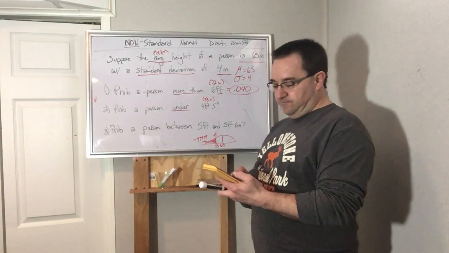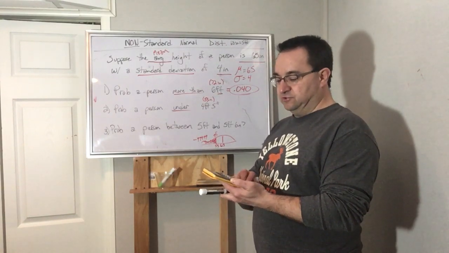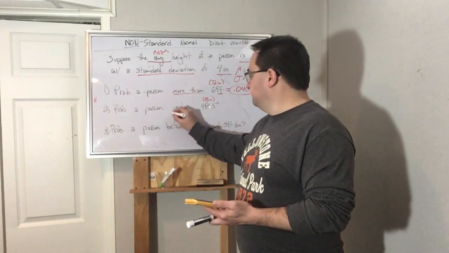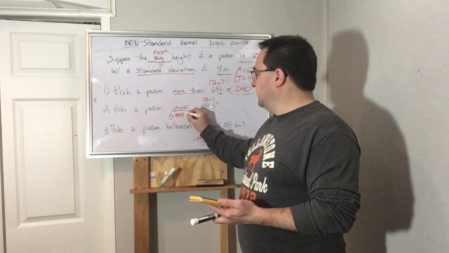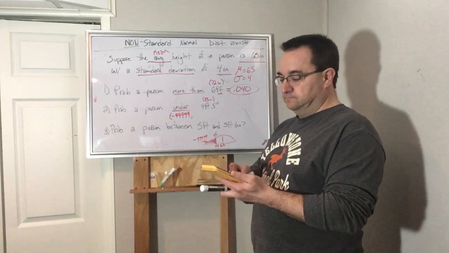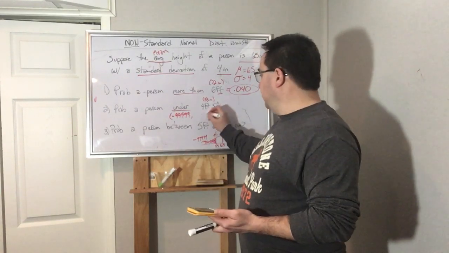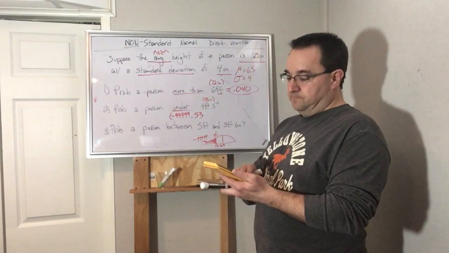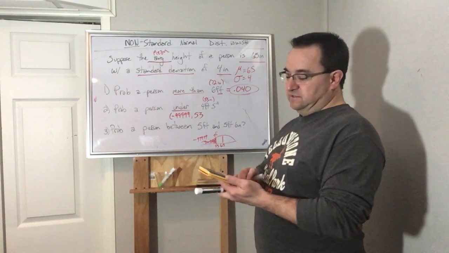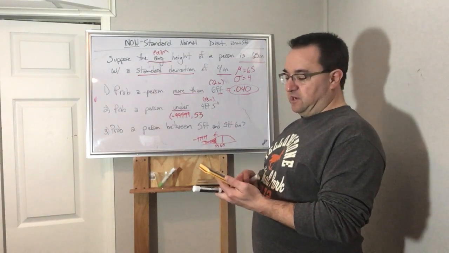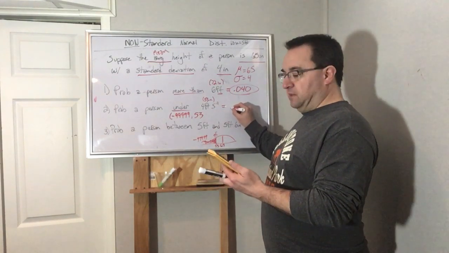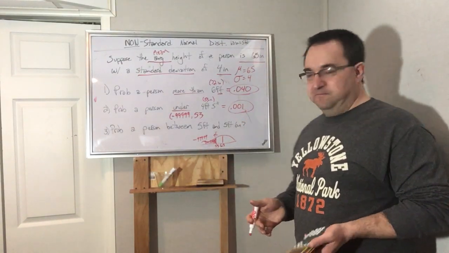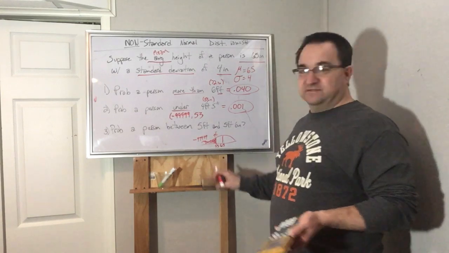So I'm going to type in second distribution, option 2. So my low value, negative 99999. My high value is 53. And I'm still using 65 and 4 for all these problems. So this would be 0.001. So 0.1% of all the people would be under 4'5" based on this information.